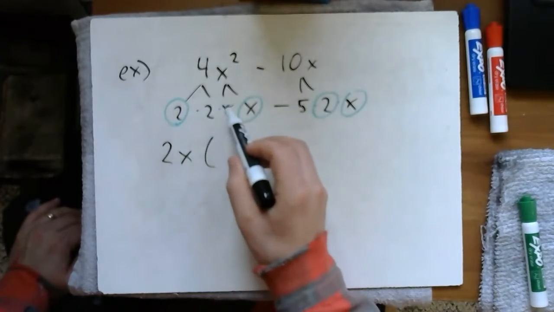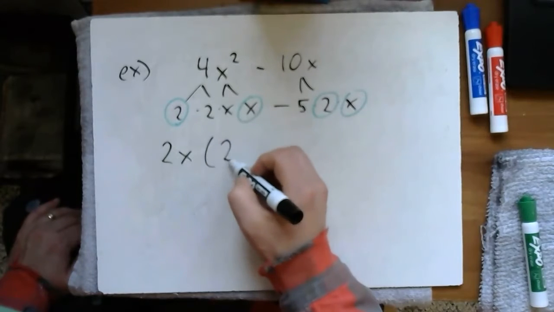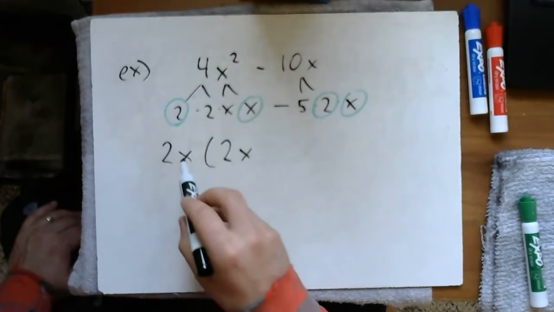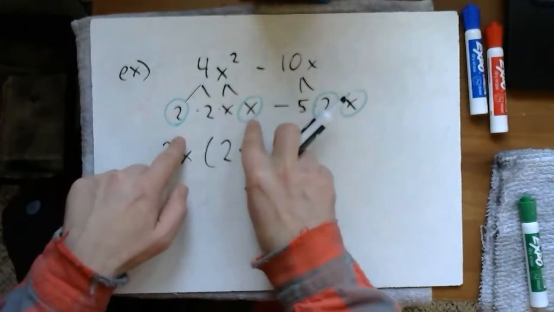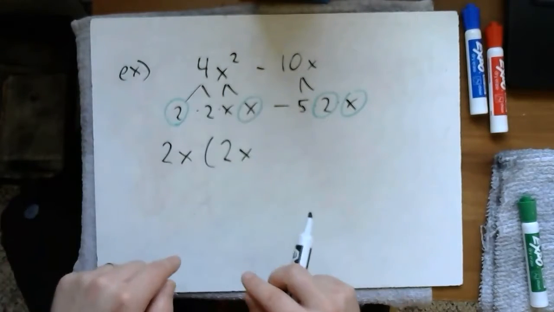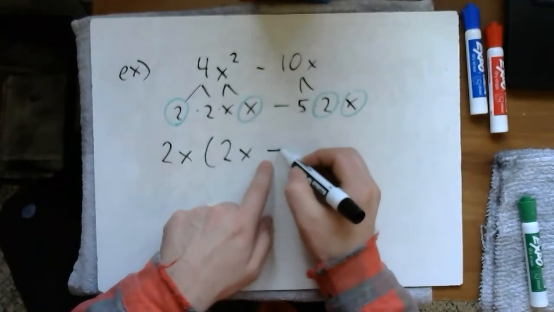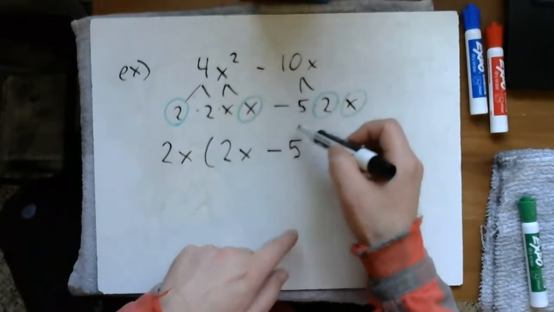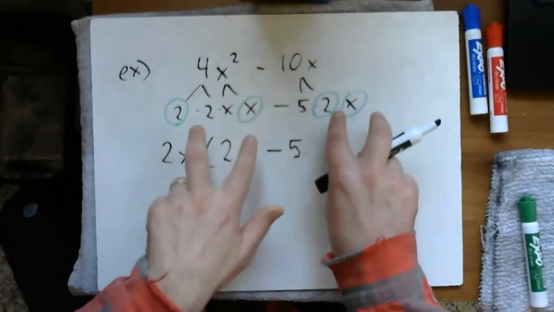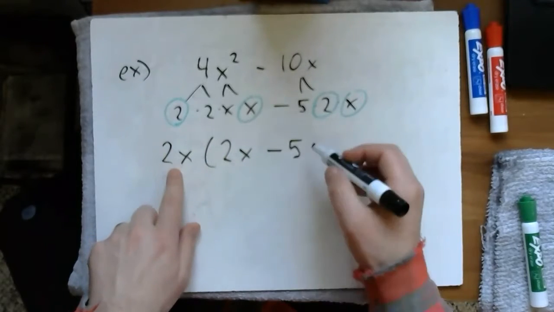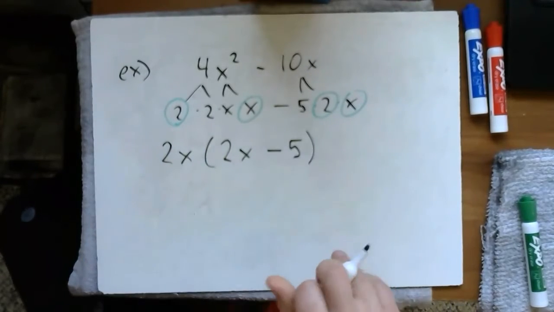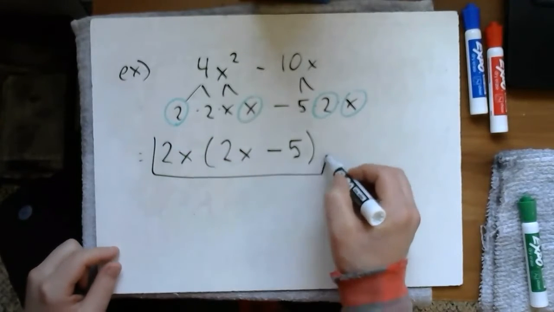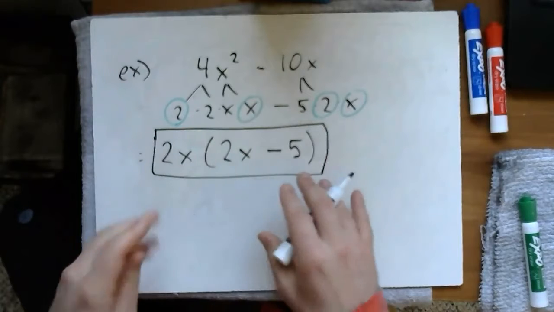Notice this 2x is not in common. That means that I'm going to put this here inside the parentheses, because when I multiply 2x times 2x, I will get back to my original term. And then minus 5, and that's it. Minus 5 is the only thing left in this term that wasn't a common factor, which that common factor is right here. And close my parentheses. And this is it. And it's good to know that this is now fully factorized.